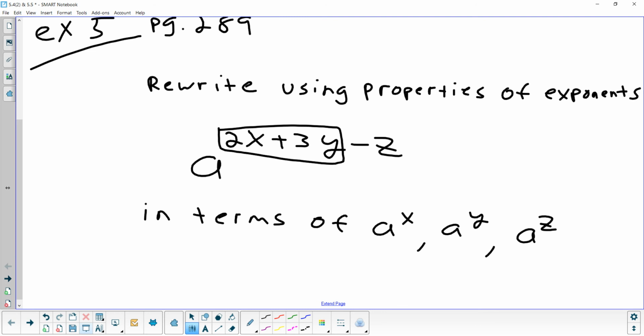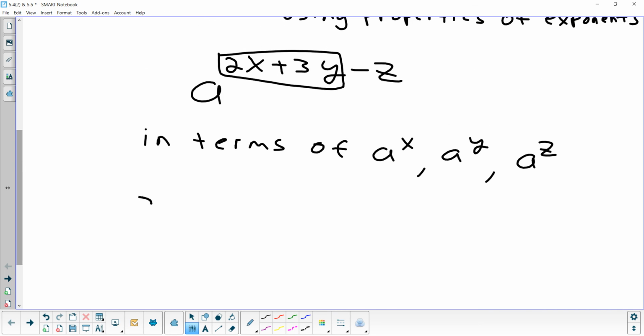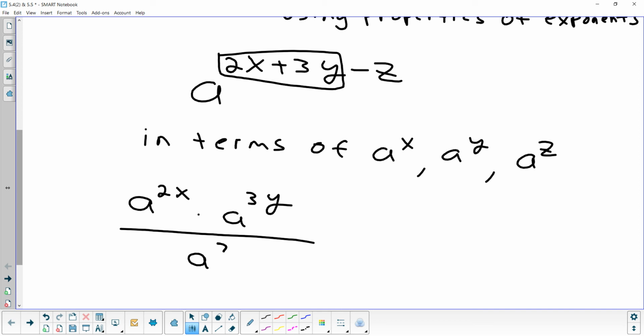Michael? Wouldn't it be a to the power of 2x times a to the power of 3y? So we would have had a to the 2x times a to the 3y. Okay, that takes care of what's in the box. Now, what about the minus z? What would have caused us to have to subtract in an exponent? Isn't that just division? So you divide by a to the z power? Yeah. So we would have had divided by a to the z. Okay, so we've got the bottom all set. That's the way they want it, just in terms of a to the z.